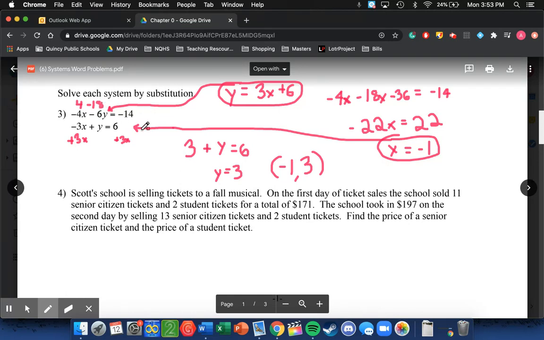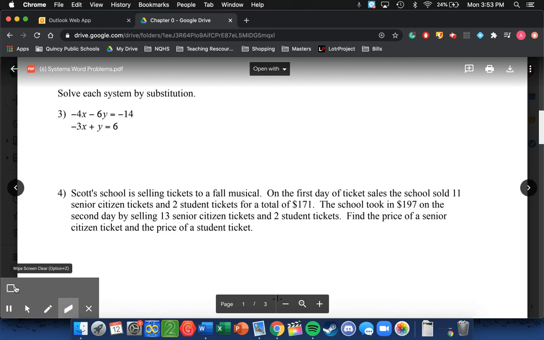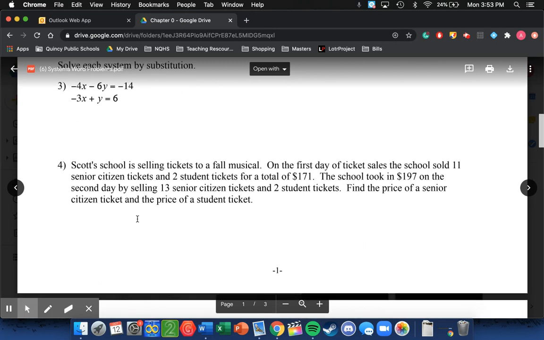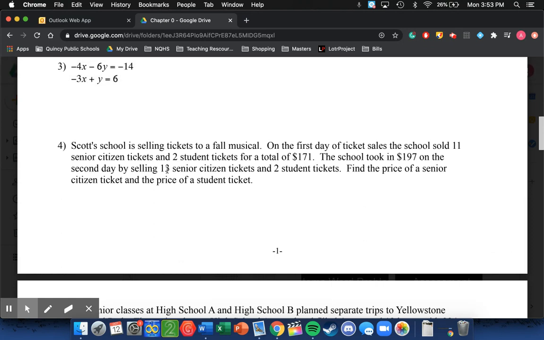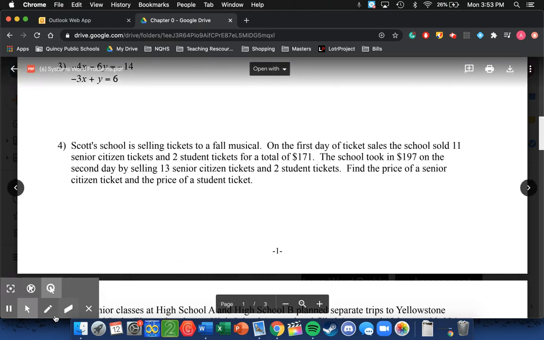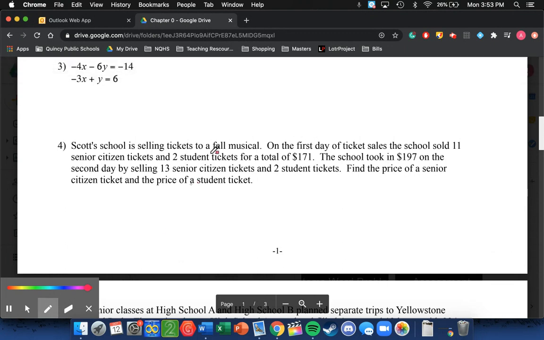Now we need to talk about word problems, which for some of you is a nightmare situation. You don't like word problems, and I get that. But really, you just need to be on the lookout for the crucial information in these problems. Okay? So, do I care what Scott's name is? No, really, I don't. Right?